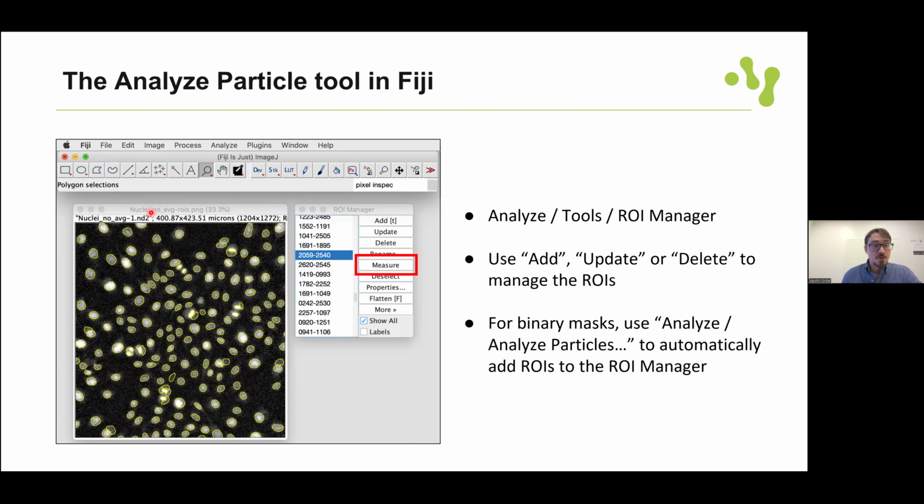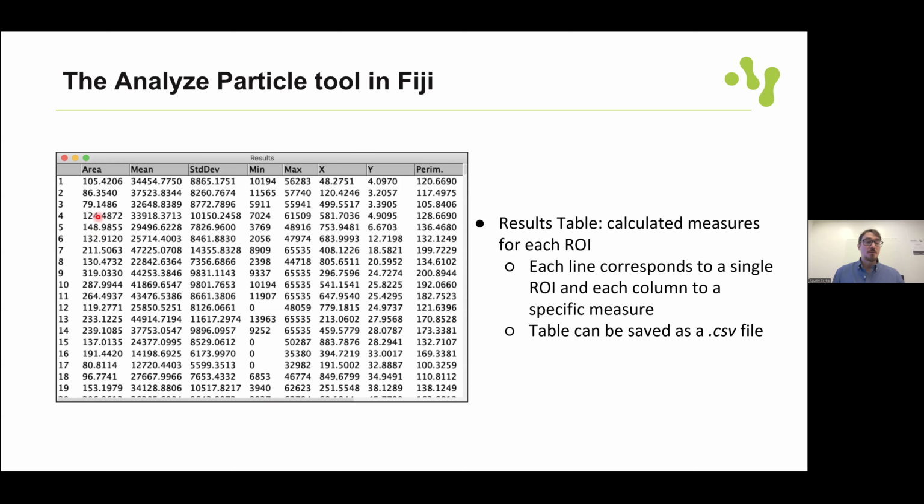You can also do this with the Analyze Particles tool, and you can get intensity measurements or morphometrics from each separate object. And then in the end, you have this results table where each row corresponds to a different object in your image, to a different label, and each column will correspond to a different feature. And you can save them as a CSV and then continue your analysis on Excel or on other software of choice.